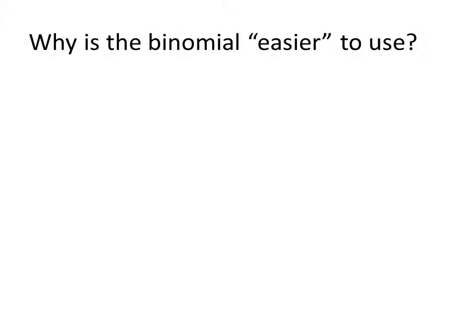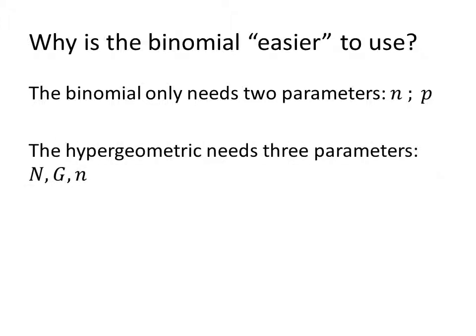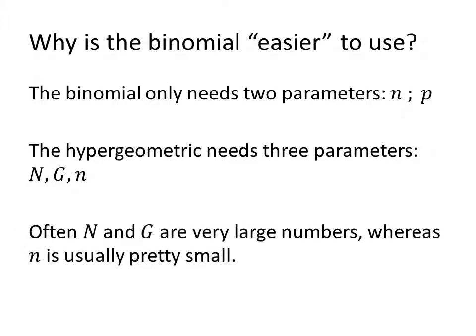So you might wonder, why is it easier to use? In the binomial distribution, there's only 2 parameters, n and p. And those numbers are usually pretty easy to find. I mean, clearly the size of your sample and the percentage of the population that has a certain quality. That usually is fairly easy to find. The hypergeometric needs 3 parameters, and although these are, I guess, equivalently easy to find, these numbers, n and g, oftentimes can be much bigger, like very large numbers. And so sometimes it's a lot harder to use those, and so a lot of times people will just use the binomial distribution.